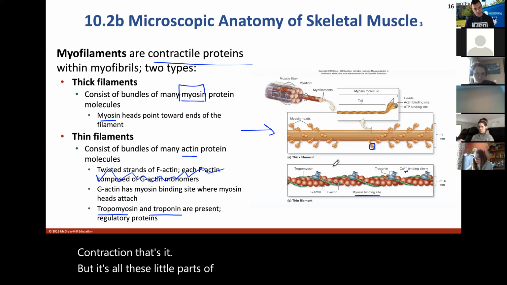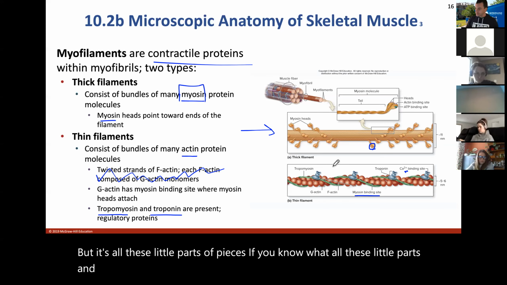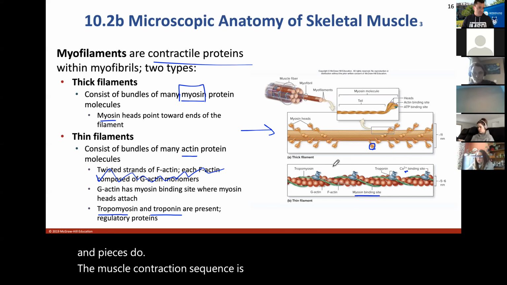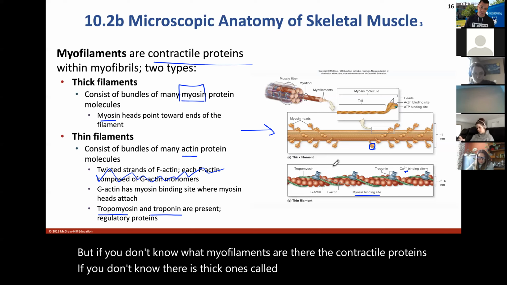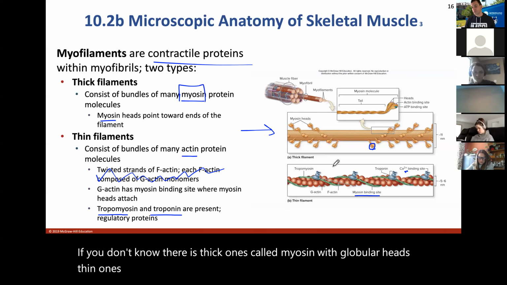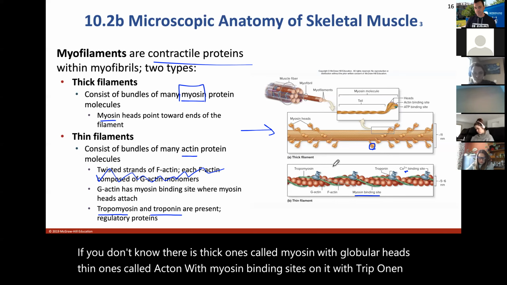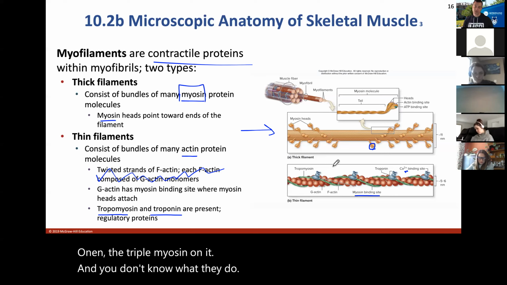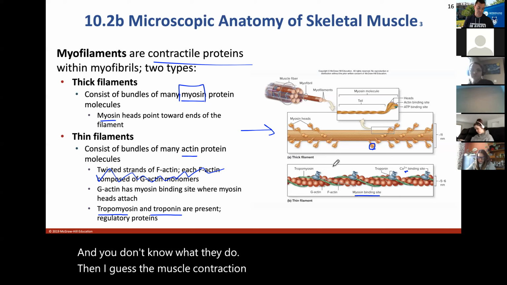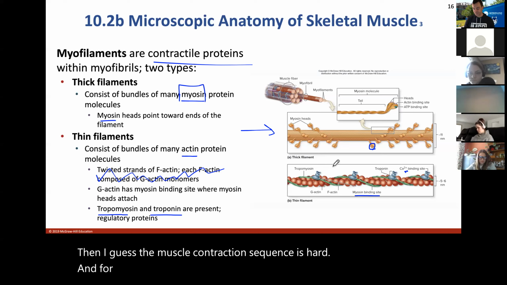But it's all these little parts and pieces. If you know what all these little parts and pieces do, the muscle contraction sequence is actually a pretty easy question. But if you don't know what myofilaments are, they are the contractile proteins. If you don't know, there's thick ones called myosin with globular heads, thin ones called actin with myosin binding sites on it, with troponin, with tropomyosin on it, and you don't know what they do, then I guess the muscle contraction sequence is hard. And for some students, it is.